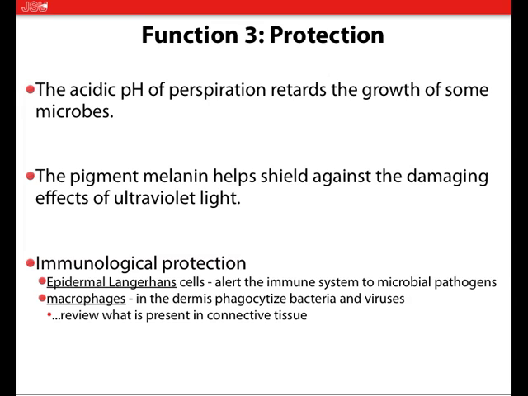Also, it has pigmentation in it. It has melanin. Melanin is going to absorb UV light. UV light, when it comes to DNA, is bad stuff. It's going to cause mutations. And that melanin in the skin is going to protect us from mutations that can happen from UV light.